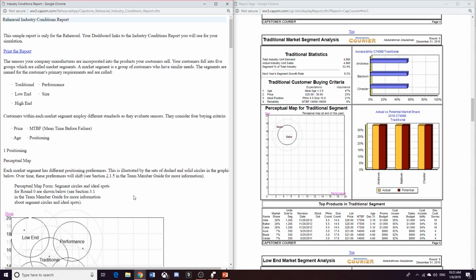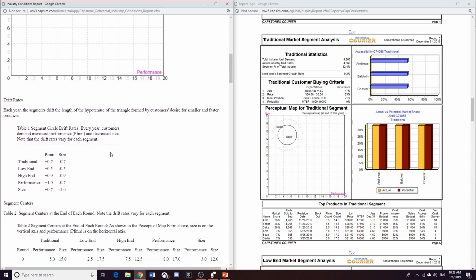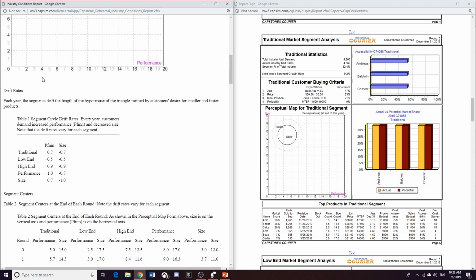Okay, and when we go to the industry conditions report, we can scroll down to drift rates. Drift rates are basically the rate at which customer wants shift every round. As you see here, these are the drift rates for all segments: traditional, low-end, high-end, performance, and size. We have 5 segments. And you see here, performance has plus signs, size has negative signs. What this means is that each round customers want higher performance and lower size. So customers want products with higher performance and smaller size.